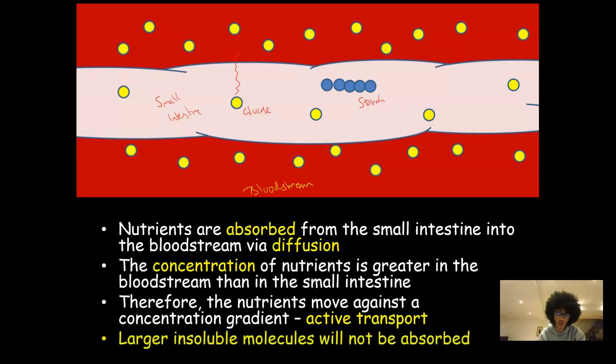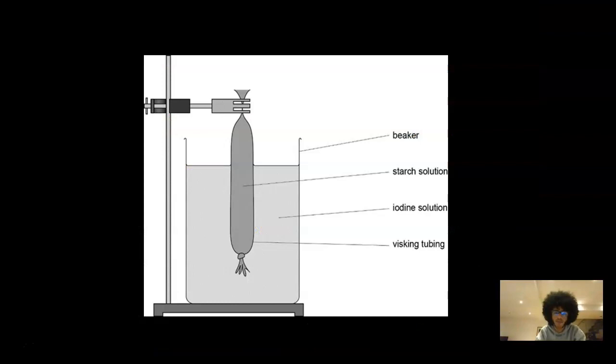Now, these large insoluble molecules, such as starch, cannot be absorbed. There's a couple of reasons why that can't happen. One of the reasons is that it's simply too large, so it can't fit into the very small gaps in the walls of the small intestine. The second reason is that it's pretty much insoluble, and it has to be soluble in order to pass through. So there's a couple of reasons why it can't move through. And the ones that can move through will move through in that following way.